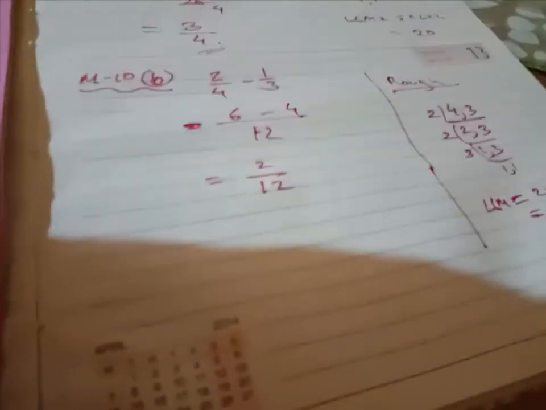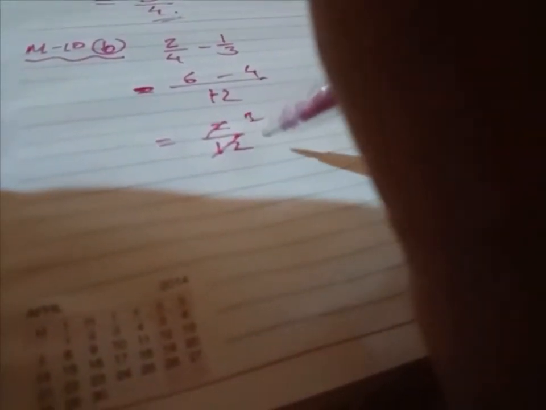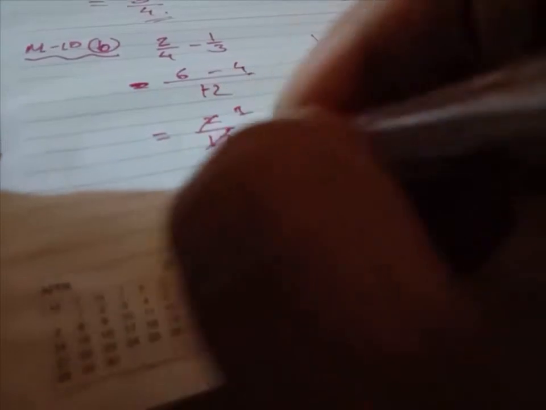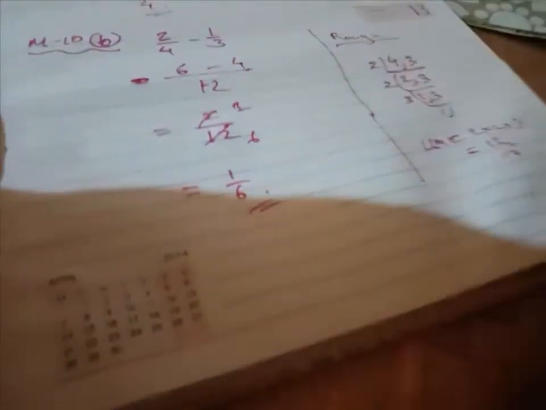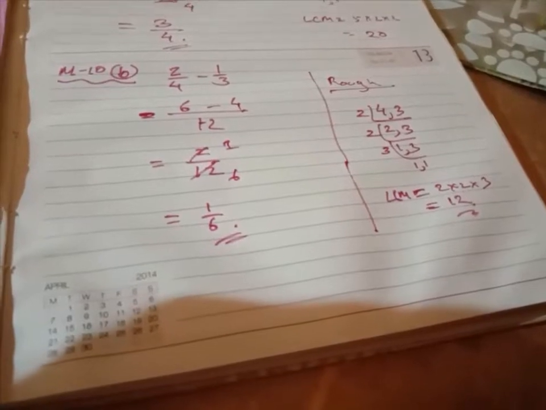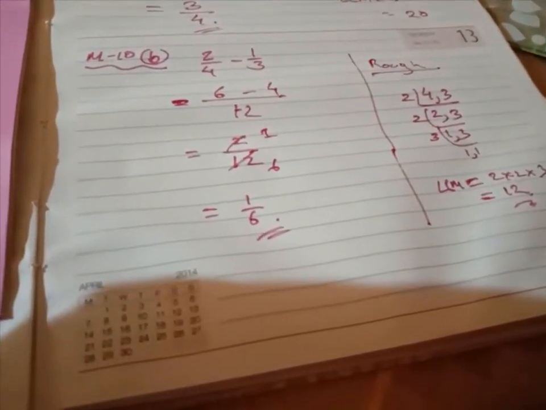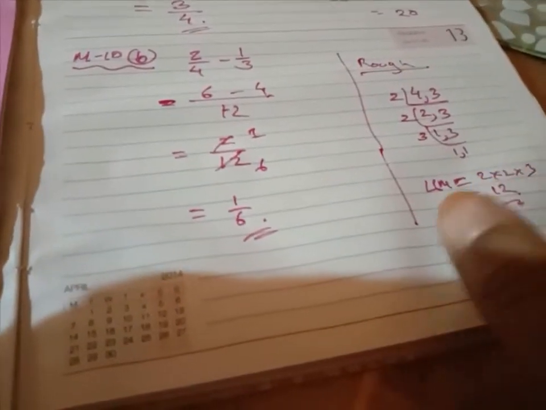But again, if we want to convert this into the lowest term, we will divide both the numerator and denominator by 2. 2 divided by 2 gives you 1. 12 divided by 2 gives you 6. So the final answer will be 1 by 6. So this is how you are going to solve all the problems from module number 1 to 10. I'll show you the answers at the end of the video, don't worry.